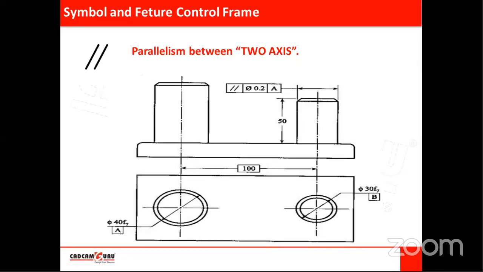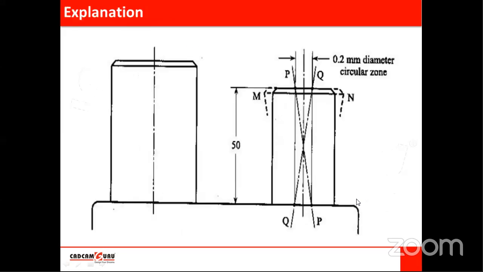Now here it is the difference. In case of parallelism between surfaces, this is not applicable, but for parallelism between axes, with respect to this feature, it should be parallel. Then here we have to apply phi as a zone descriptor, right? How to do inspection?